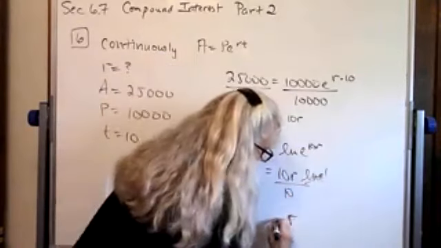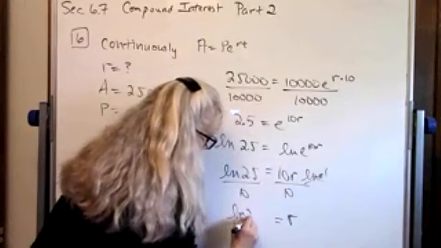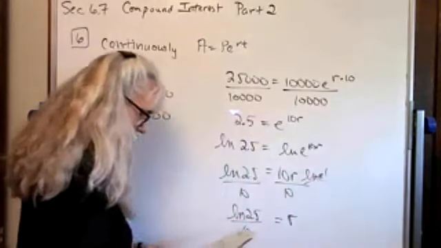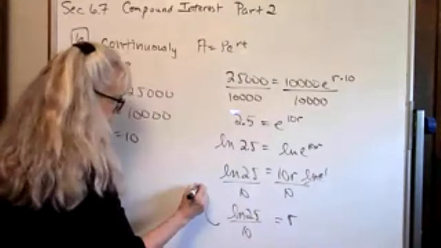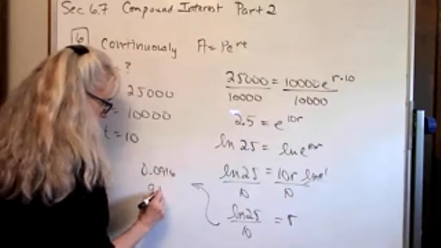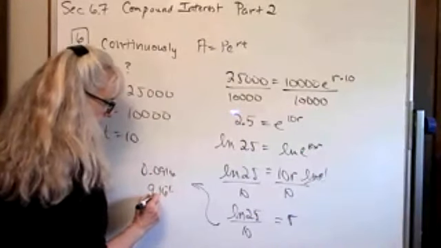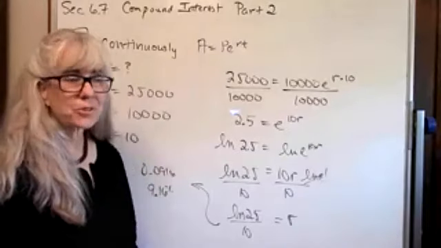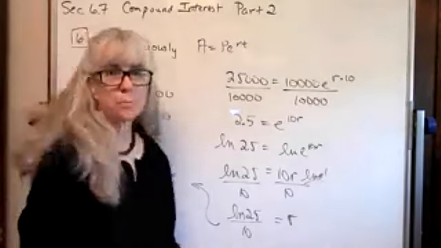So the interest rate tells us that it's going to be natural log of 2.5 divided by 10, and that comes out to be 0.0916. That'd be 9.16% interest. So if she can find 9.16% interest in 10 years, she'll have her $25,000 she wants. And that wraps up part 2. One more part to go.